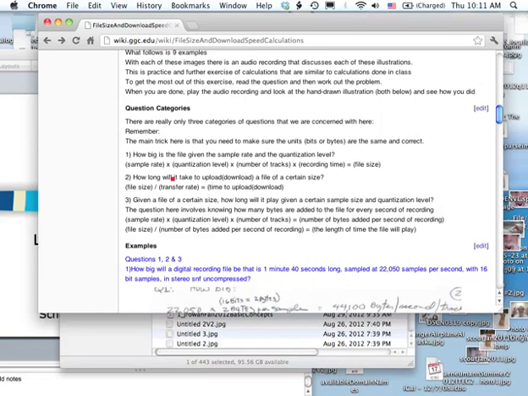So it involves two different things. You take the sample rate, multiply it by the quantization level, multiply it by the number of tracks, and that'll give you the number of bytes added per second of recording. Then you simply take the file size and divide it by the number of bytes added per second, and that'll give you the length of time that this will play. So we're going to go through examples of all of these, and we're also going to have two additional examples that involve Nyquist rate conversions.